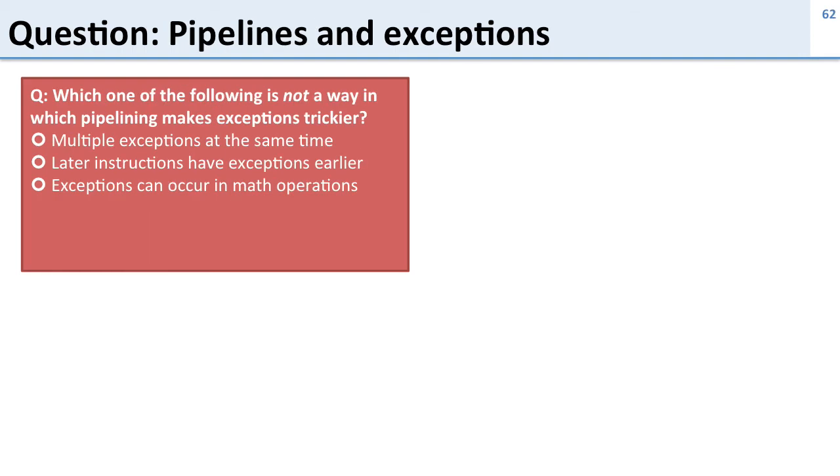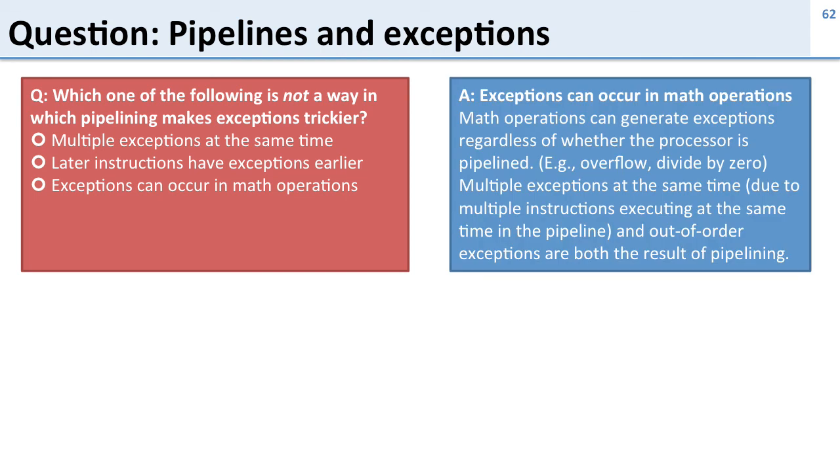So which one of the following is not a way in which pipelining makes exceptions trickier? Well, exceptions can occur in math operations. This doesn't have anything to do with the pipelining. This is, you can have an overflow or divide by 0 when you have an ALU. However, having multiple exceptions at the same time and having multiple exceptions in the pipeline are both the result of the pipelining.